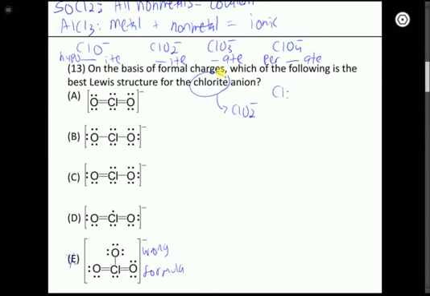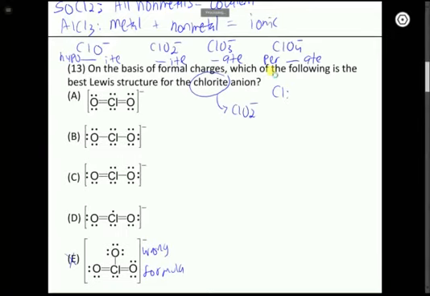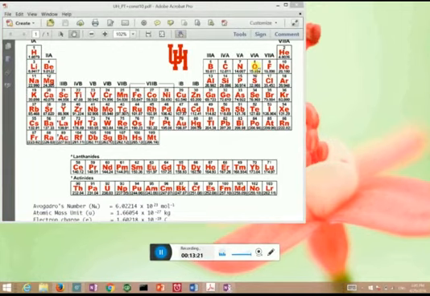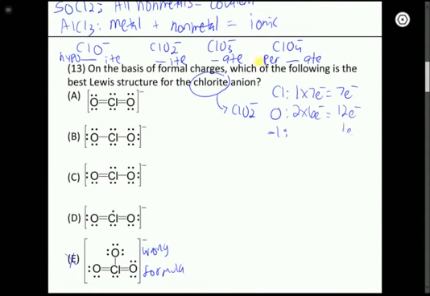So chlorine has 7 valence electrons. We go to the periodic table, it's atomic number 17, it's group 7A, so it has 7 valence electrons. There's 1 of them in chlorite. Oxygen is in the group next to chlorine, so it's in group 6A here, which means it has 6 valence electrons. So we have 2 oxygens, each with 6 valence electrons. And then finally we have a -1 charge. Whenever we have an additional charge, we add electrons. If it was a positive charge, we'd take some of these electrons away. So our total count for electrons is going to be 20.